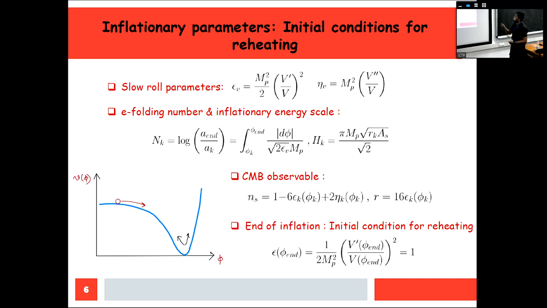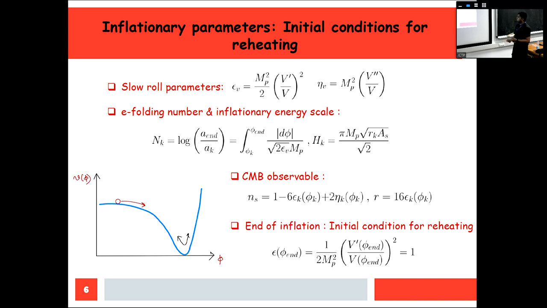Okay, now go to it is important for doing this reheating dynamics, the inflationary parameters, which basically say the initial condition for the reheating. So these are the slow-roll parameters, epsilon and eta, which are basically the first derivative and second derivative of the potential. And another important parameter is the e-folding number during this inflationary era and the inflation energy scale.